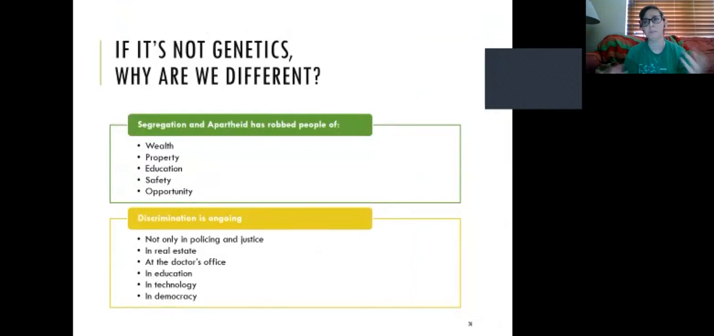Okay, so why are we different? If it's not genetics, what's the difference between groups that we think of as ethnic or racial groups? The first is segregation. Throughout American and global history, people have been robbed of wealth, property, education, safety, and opportunity. And that carries on through generations.